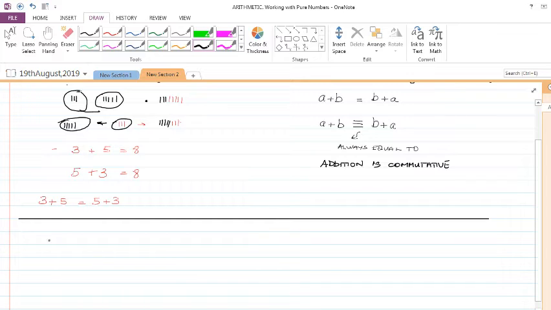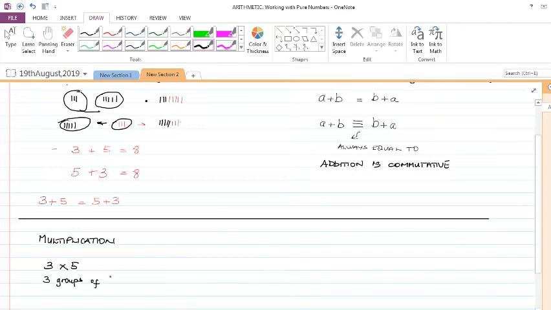Now, let's do something else. Let's look at multiplication now. I can write, say, 3 times 5. That actually means 3 groups of 5, you could say. 3 groups of 5.